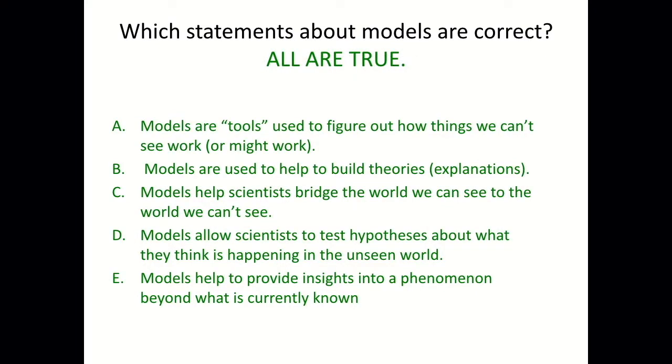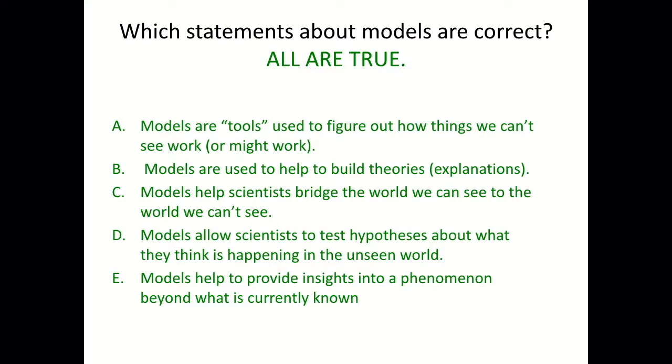Well, all these statements are correct. Models are tools that are used to figure out how things we can't see actually work. Models are used to help build theories or explanations. Models help scientists bridge the world we can see to the world that we can't see. Models allow scientists to test hypotheses about what they think is happening in the world we can't directly see, and models provide insights into a phenomenon beyond what is currently known.